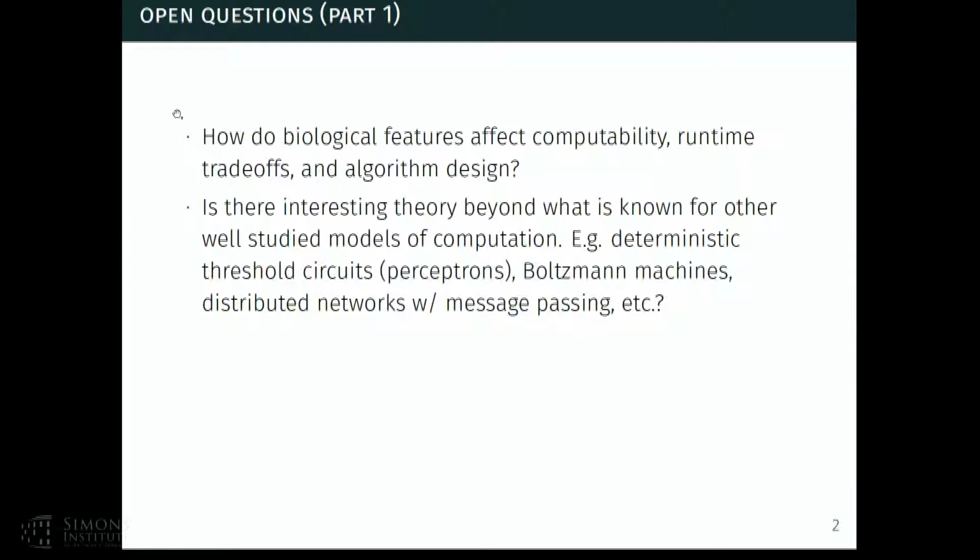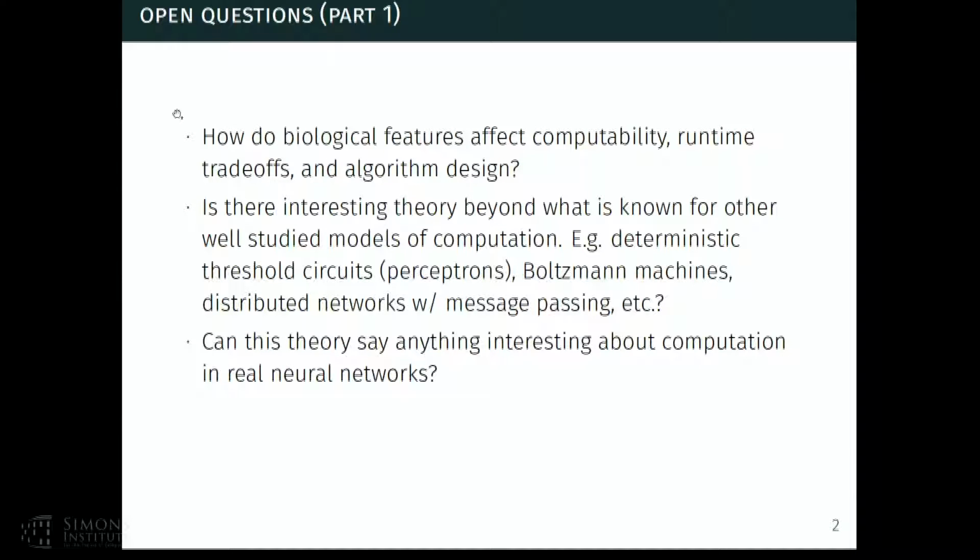The other big question is whether there is interesting theory for these types of networks beyond what is already known for really well-studied models of computation, things like deterministic threshold circuits, Boltzmann machines, or distributed networks with message passing, all of which can loosely model neural networks. And finally, can this theory say anything interesting about computation in real-world networks? Our conjecture is that the answer to all of these questions is yes, and this paper is our first attempt to show this.